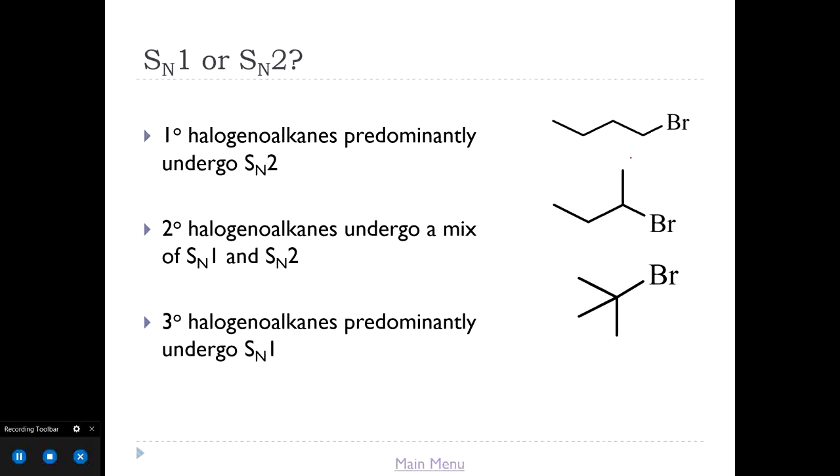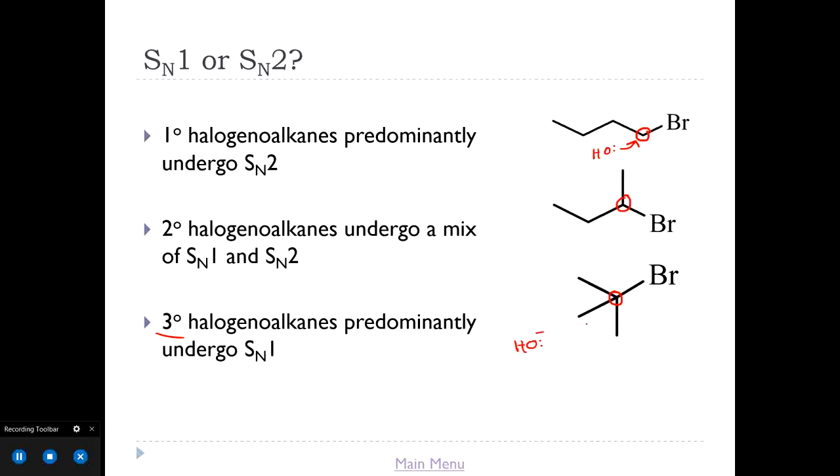I'm just going to circle the positive carbon in each of these cases, or the partially positive carbon, attached to our halogen group. So this is the carbon that would be being attacked in each case. Primary halogenoalkanes predominantly undergo SN2 reactions. So here's the bromine. Our hydroxide would come in from this side, its lone pair of electrons, and attack from the opposite side of the bromine. With a tertiary halogenoalkane, the problem is there's too much of what we call steric hindrance.